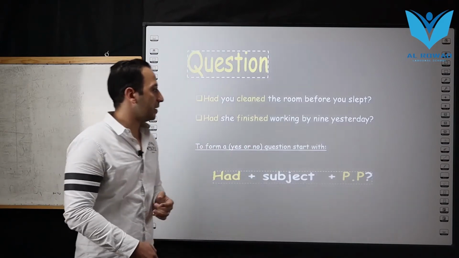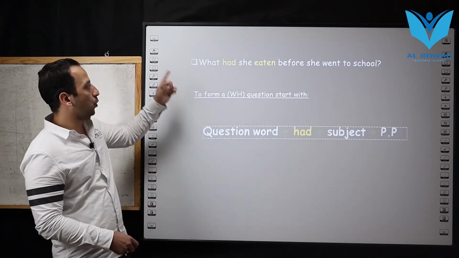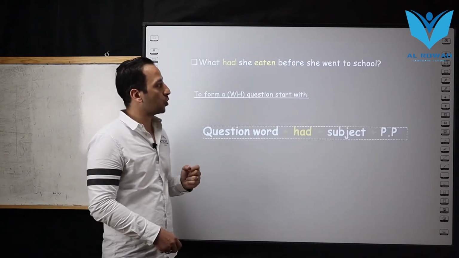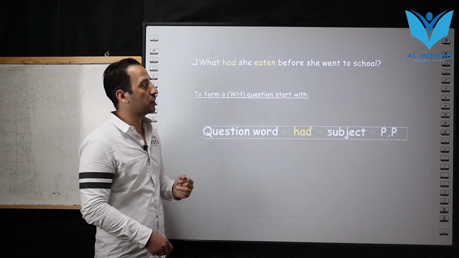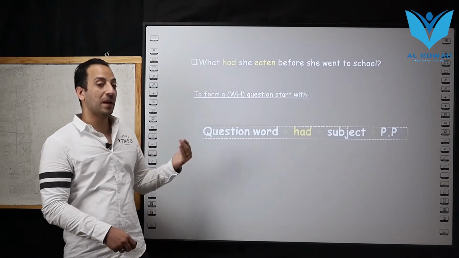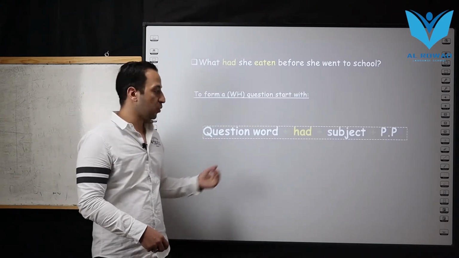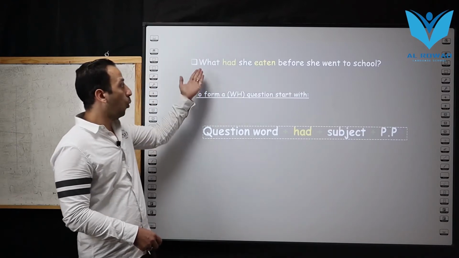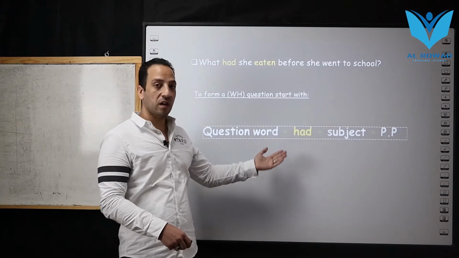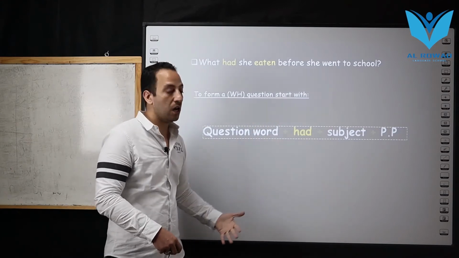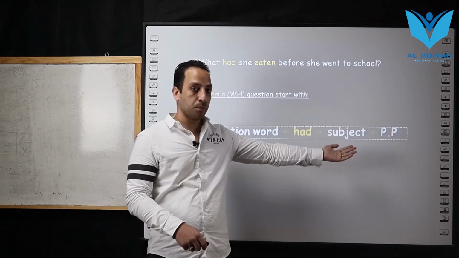The second kind is WH question. So look at this example. What had she eaten before she went to school? So to form a WH question, start with a question word. As we said before, a question word like what, where, when, and so on. After that, use the helping verb had because we speak about the past perfect. After that, the subject and the past participle.